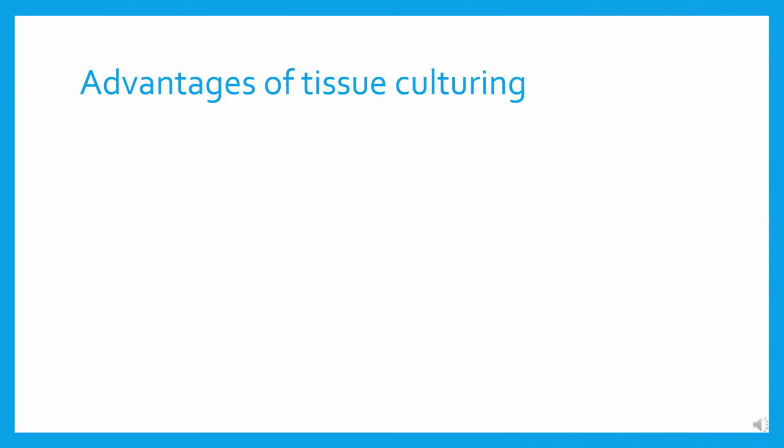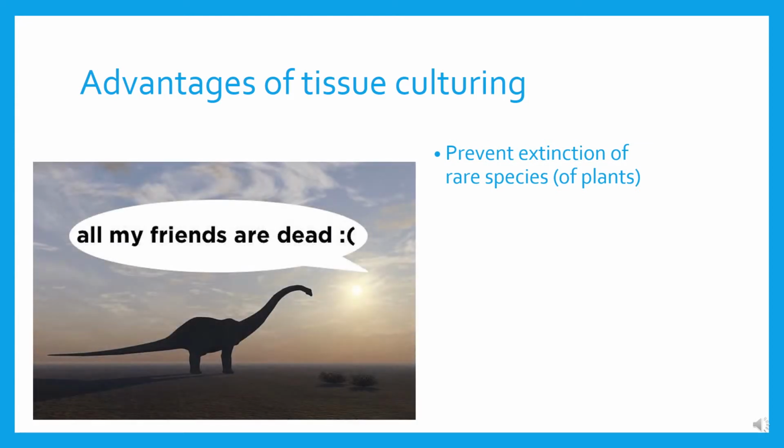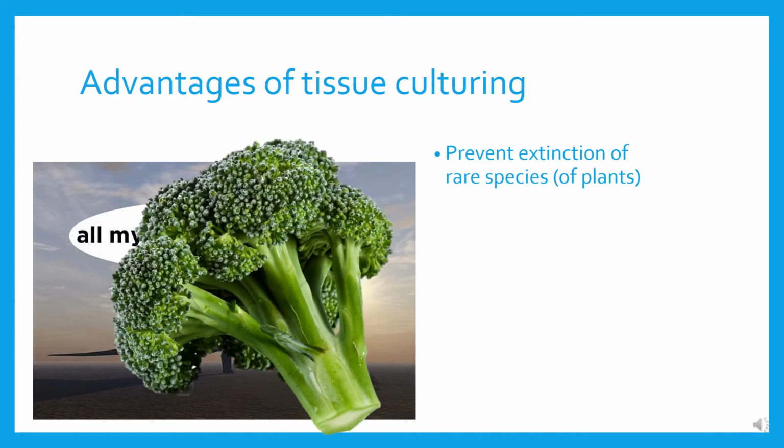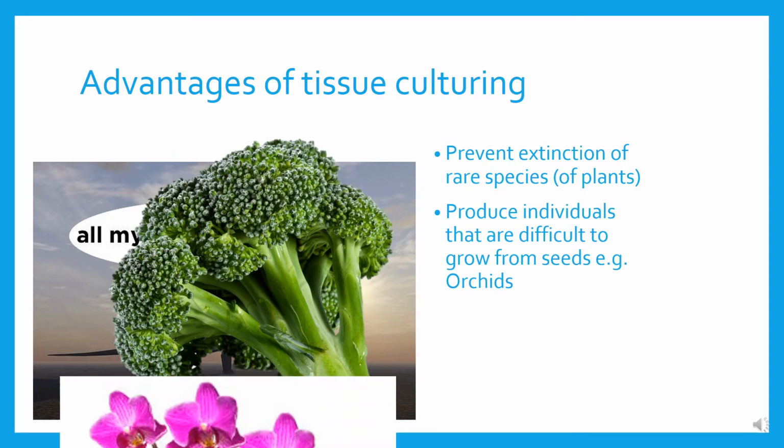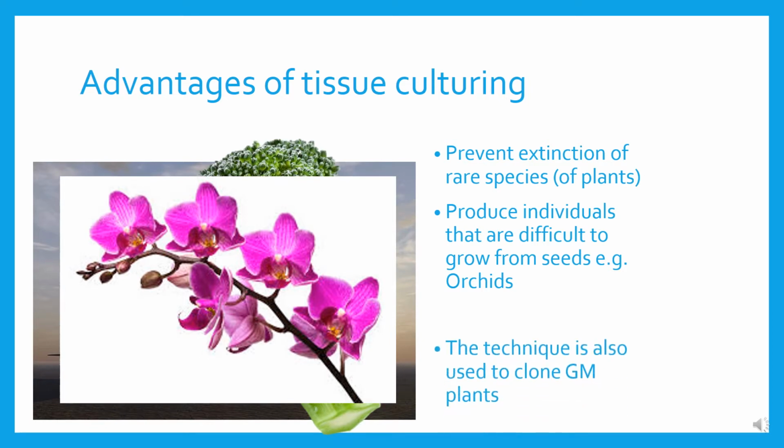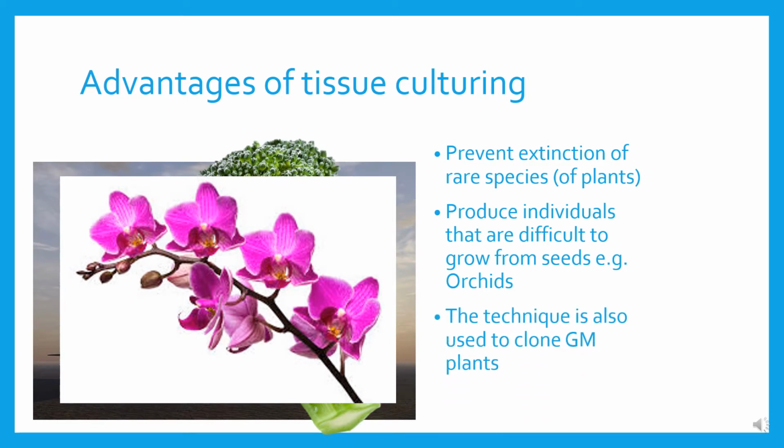What are the advantages of tissue culturing? We can prevent the extinction of rare species. Well, not those species. This is usually applied to plants. We can produce individuals that are difficult to grow from seeds, for example orchids. And the technique is also used to clone GM plants.